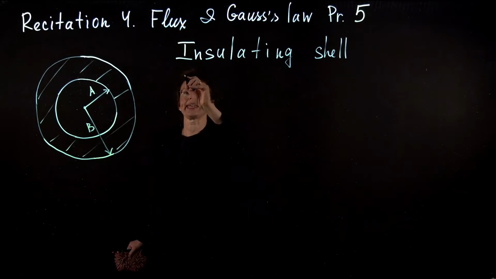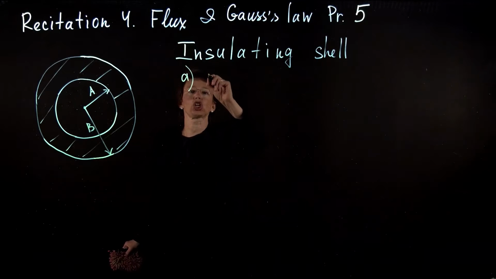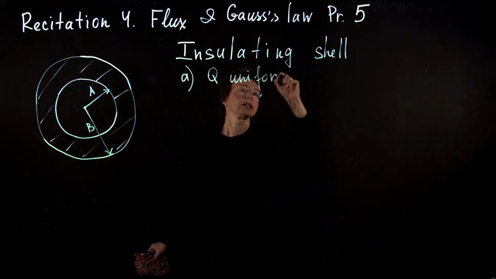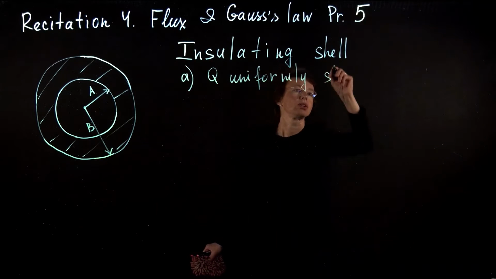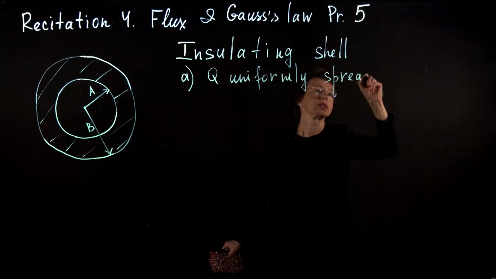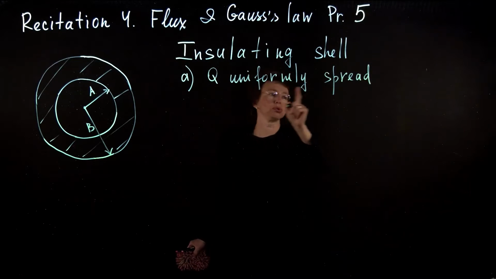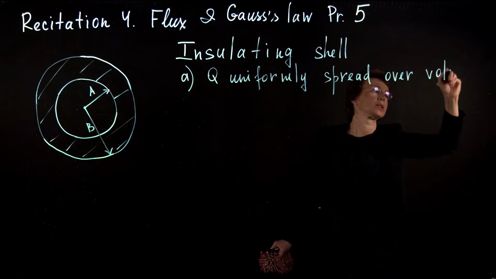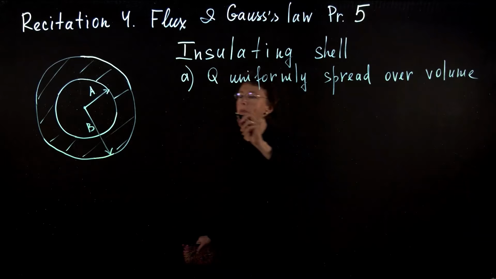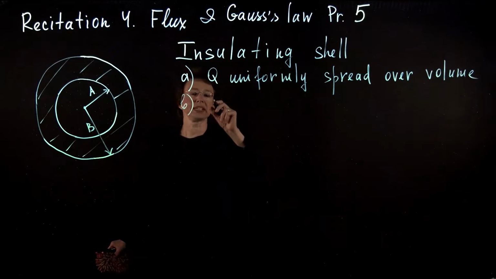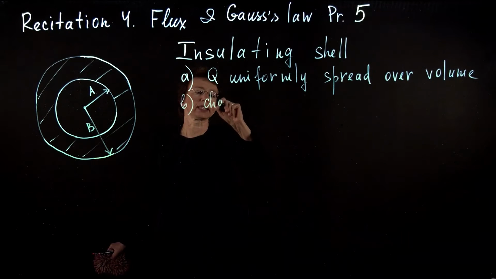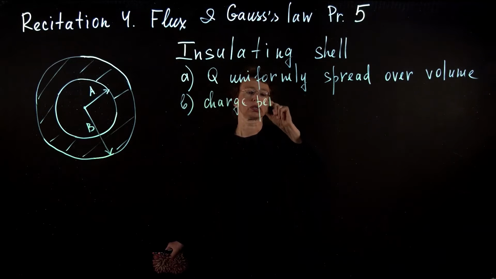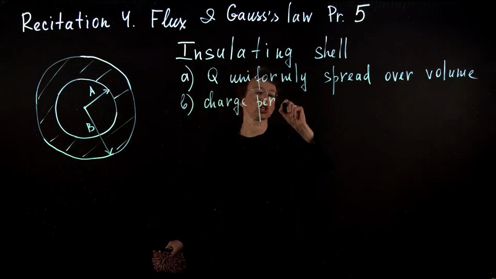For part A, we will have charge Q uniformly spread over the volume. And for part B, we will be given a charge density, charge per unit volume.